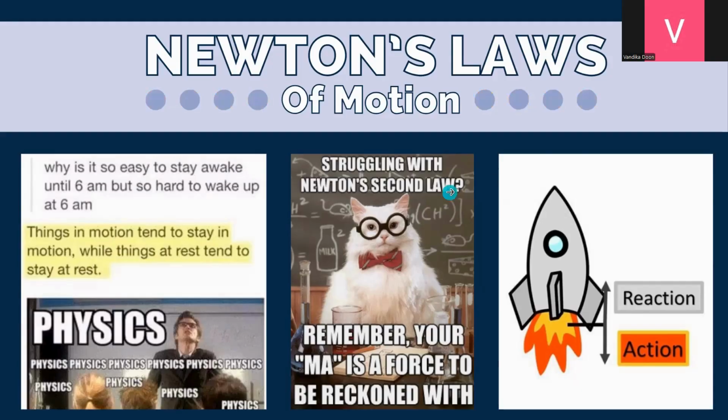So basically, why is it so easy to stay awake until 6 a.m., but so hard to wake up at 6 a.m.? Because when you're awake and you stay awake until 6 a.m., that is like inertia. Newton's first law is also called the law of inertia. Inertia means that a body would just want to continue, resisting change to what it was doing. So a body at rest would want to stay at rest because it would resist trying to move, or a body in motion would want to continue in motion because it would try to resist stopping.